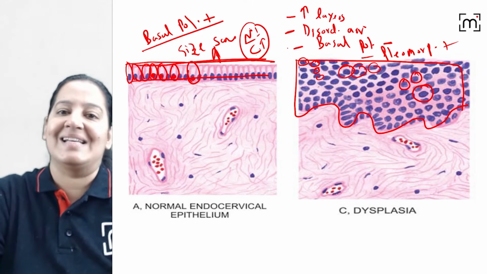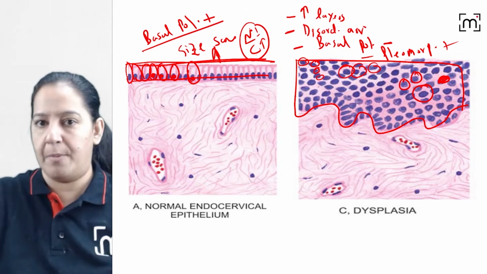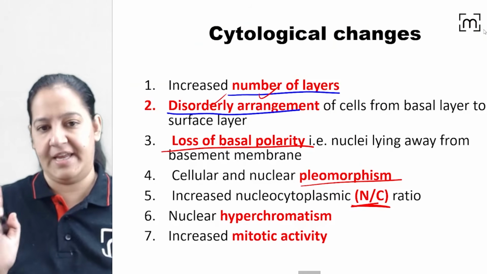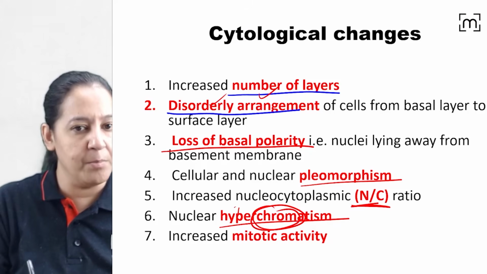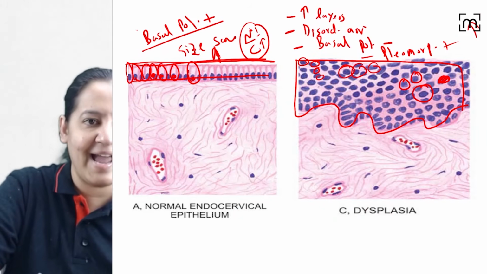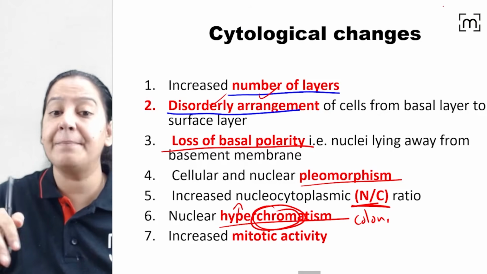So NC ratio is less. But here the nucleus is enlarged and cytoplasm is not enlarged in that proportion. So here NC ratio is increased, right? That is the fifth thing. The sixth is hyperchromatism. Hyper means more, chroma means color. The color of the nucleus here is light and the color of the nucleus here is dark. So that is known as hyperchromatism.